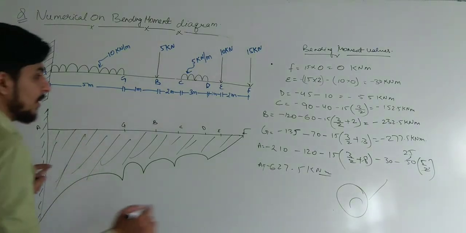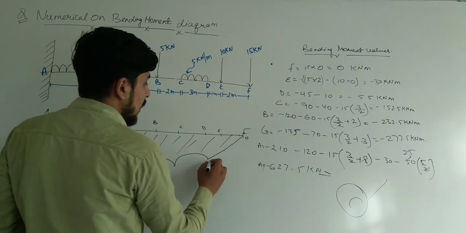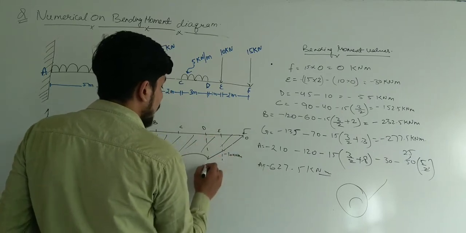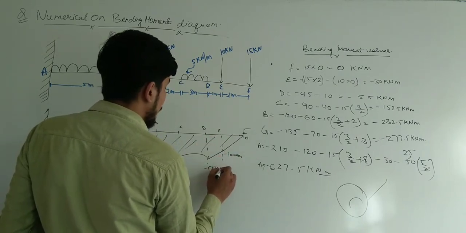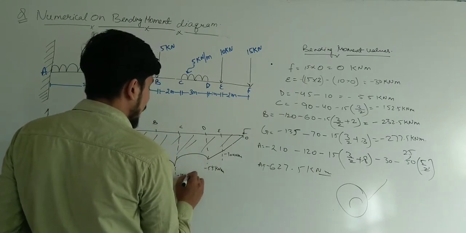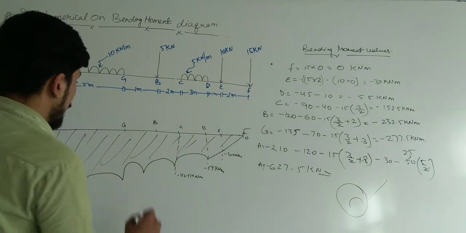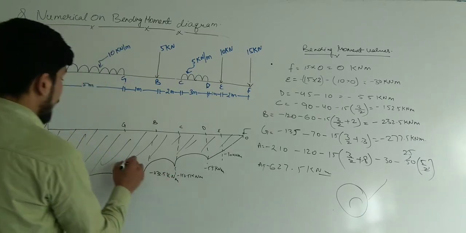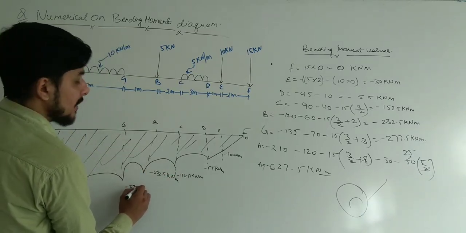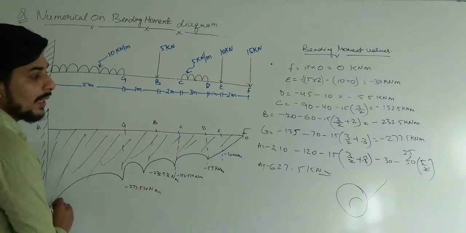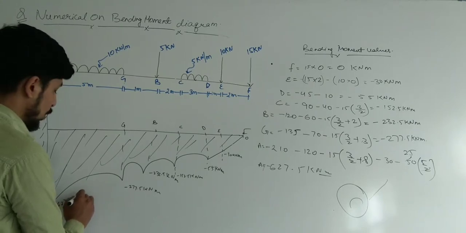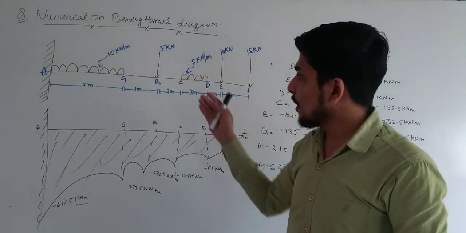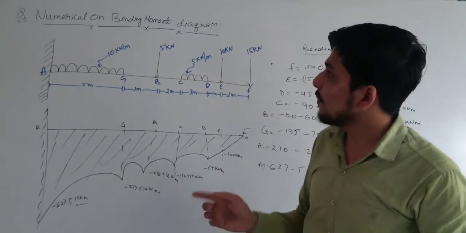So this is our bending moment diagram for a cantilever beam, and you can write your values. This is 0, at point E is minus 30 kilonewton meter. At point D is minus 55 kilonewton meter. At point C is minus 152.5 kilonewton meter. Now at point B is minus 232.5 kilonewton meter. At point G is minus 277.5 kilonewton meter, and the last value for A is minus 627.5 kilonewton meter.